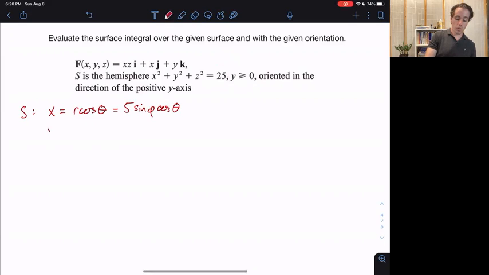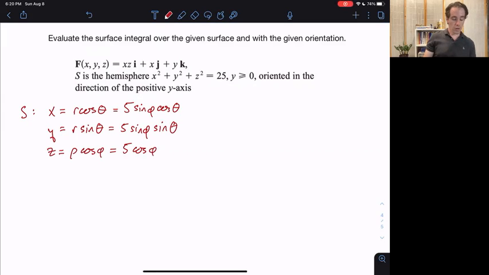Likewise, y is going to be r sine theta, but that's going to be 5 sine phi sine theta. Z, which in principle is rho cosine phi, in this case will be 5 cosine, wrong angle, it's cosine phi, 5 cosine of phi. Okay. So we're going to use these to get r_phi cross r_theta.